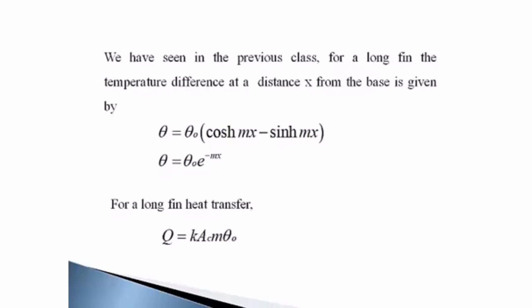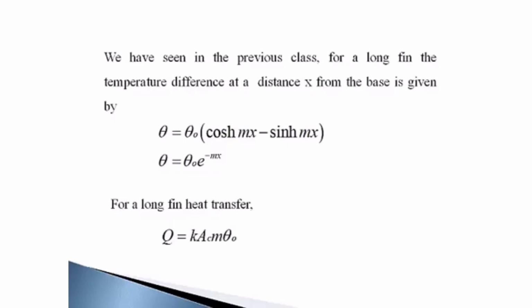Whereas m is root of hP by kAc. x is the distance where the temperature difference is required. So theta is the temperature difference at a distance x. And once you get the temperature difference, you can find out the temperature by adding the atmospheric temperature. Since theta is T minus TA, you can find out T as theta plus TA.